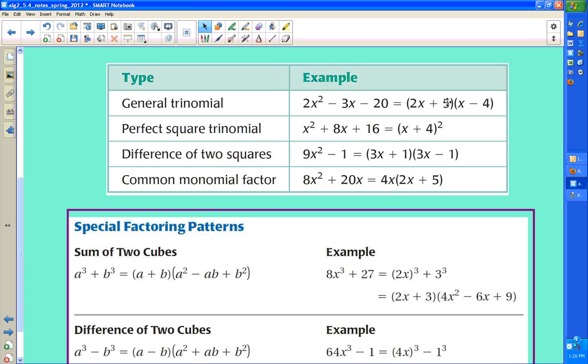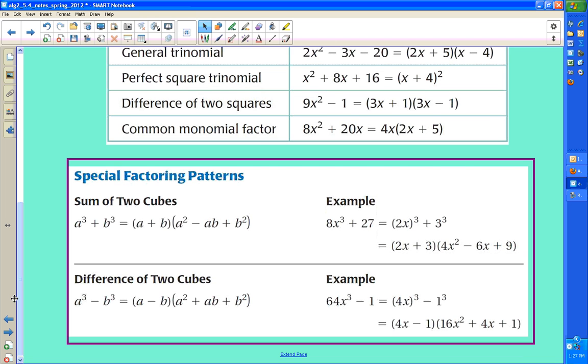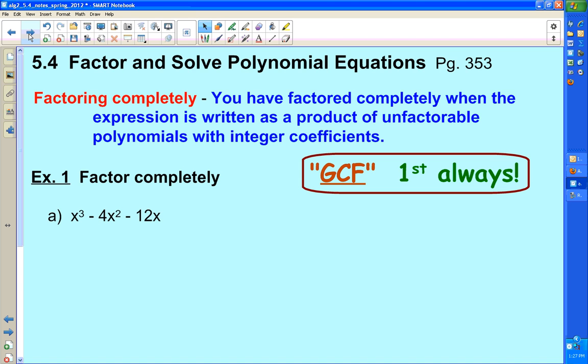Step number 1, take out what's in common. Step number 2, difference of the squares. Step number 3, PSTs. Step number 4, factorable trinomials. Then we're going to add today a sum or difference of the cubes. And I'm going to use a different slide to do those momentarily.